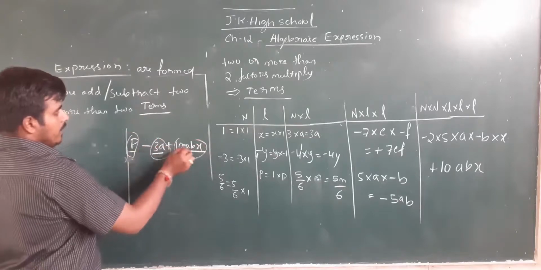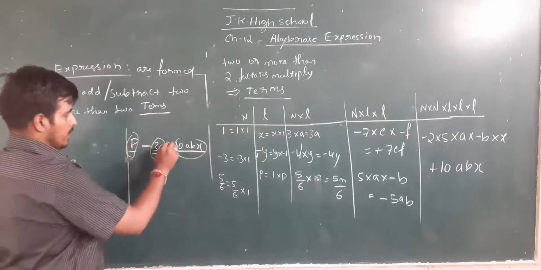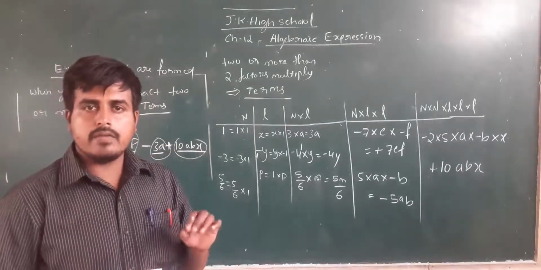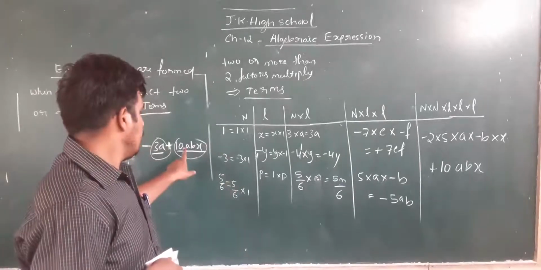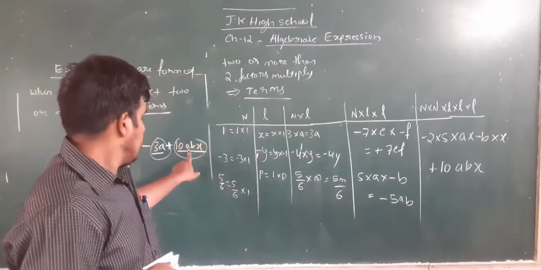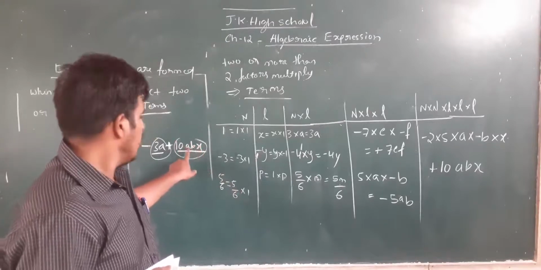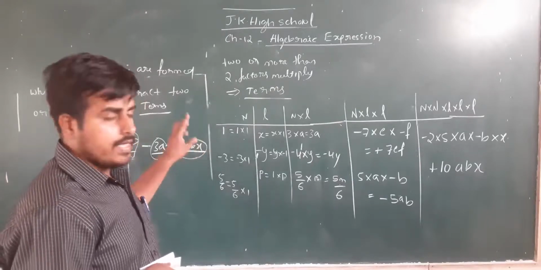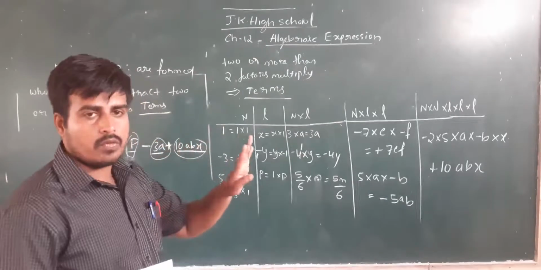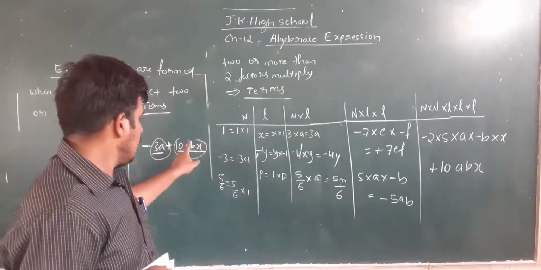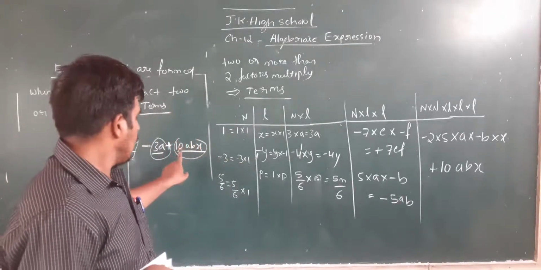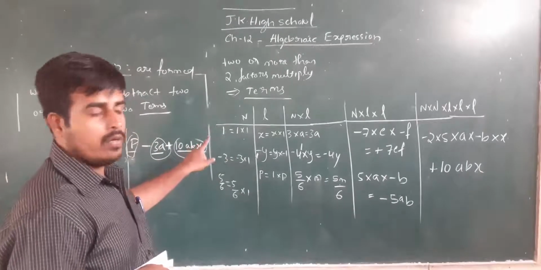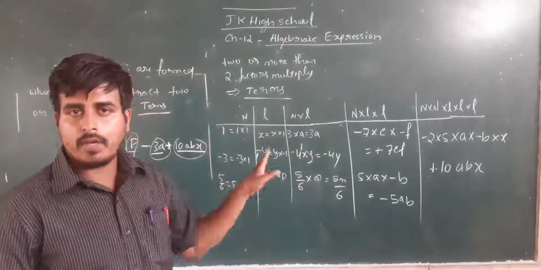And in between these three, either minus is there or plus is there. There is no place for into and division. Remember, into and division is only present within a term, between factors only. In 10abx, how many factors are there? 10 is one factor, a is a second factor, b is a third factor, and x is a fourth factor. This is a term. In this term, total 4 factors are there. And among these 4 factors, into is there: 10 into a into b into x. There is no place for plus or minus.